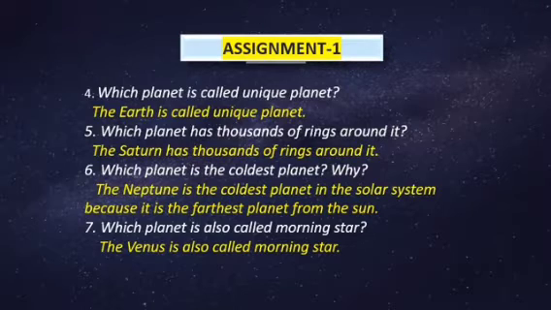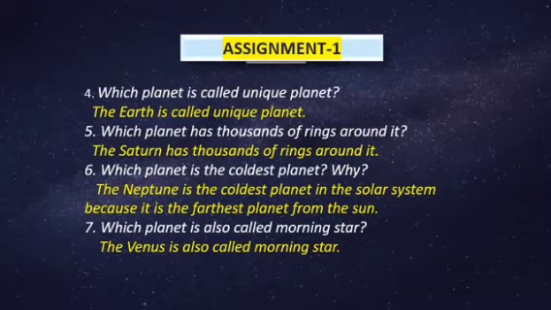Which planet is the coldest planet and why? The Neptune is the coldest planet in the solar system because it is the farthest planet from the Sun. I'll repeat. You can also repeat along with me. The Neptune is the coldest planet in the solar system because it is the farthest planet from the Sun.